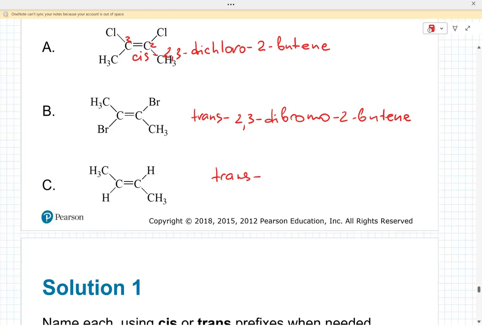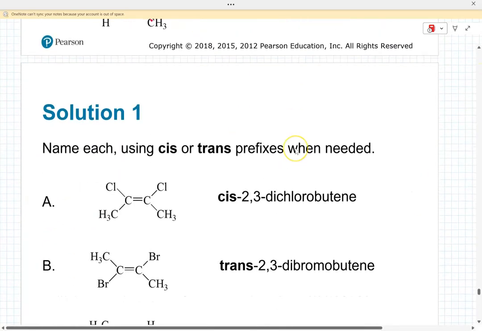What is the longest chain? So that's it. It's 2-butene, right? Does that make sense? 4 carbons, E and E. There are no substituents. All you need to do is to show where the double bond is. Okay?